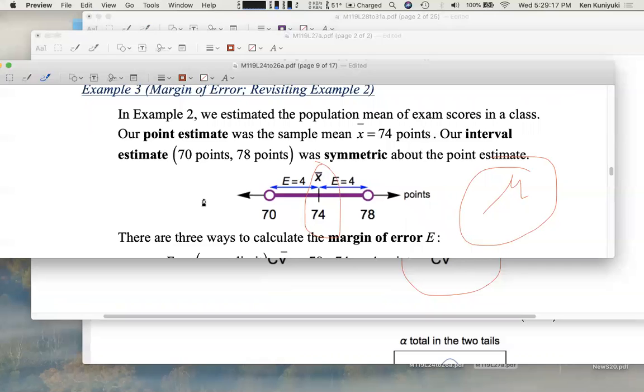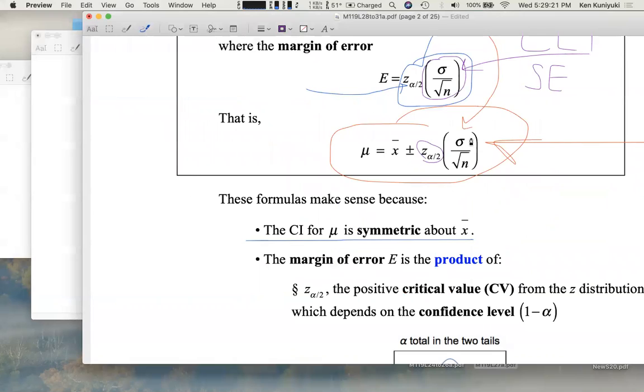Because for a larger confidence level, we're going to end up with a wider confidence interval. And then this piece, sigma over root n, is the standard error from the central limit theorem.